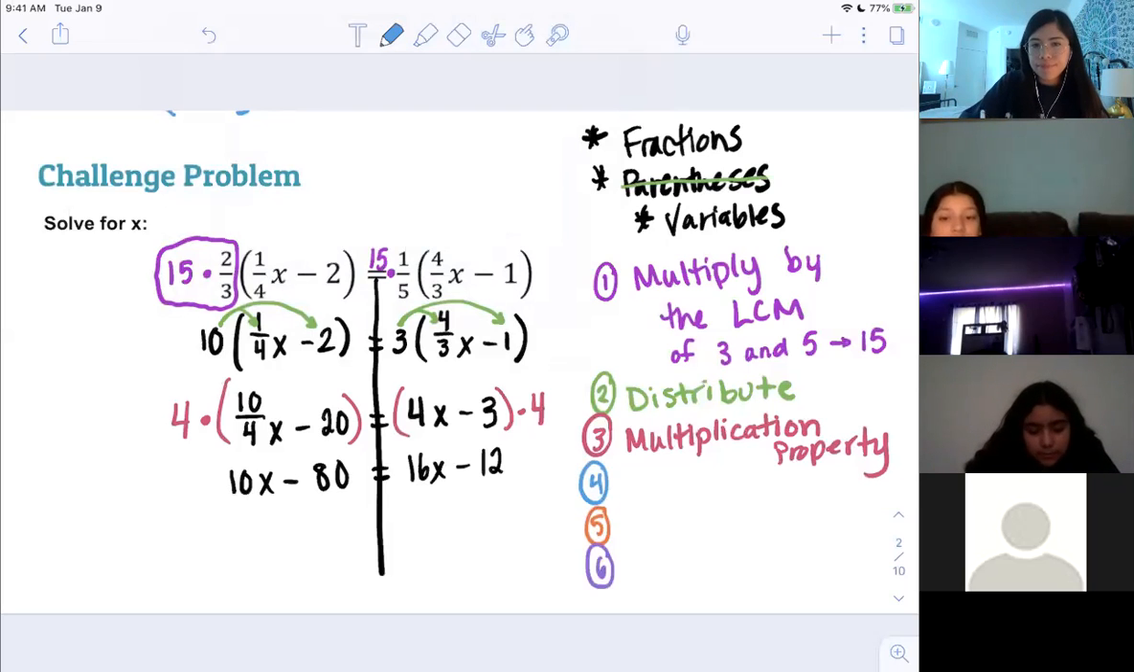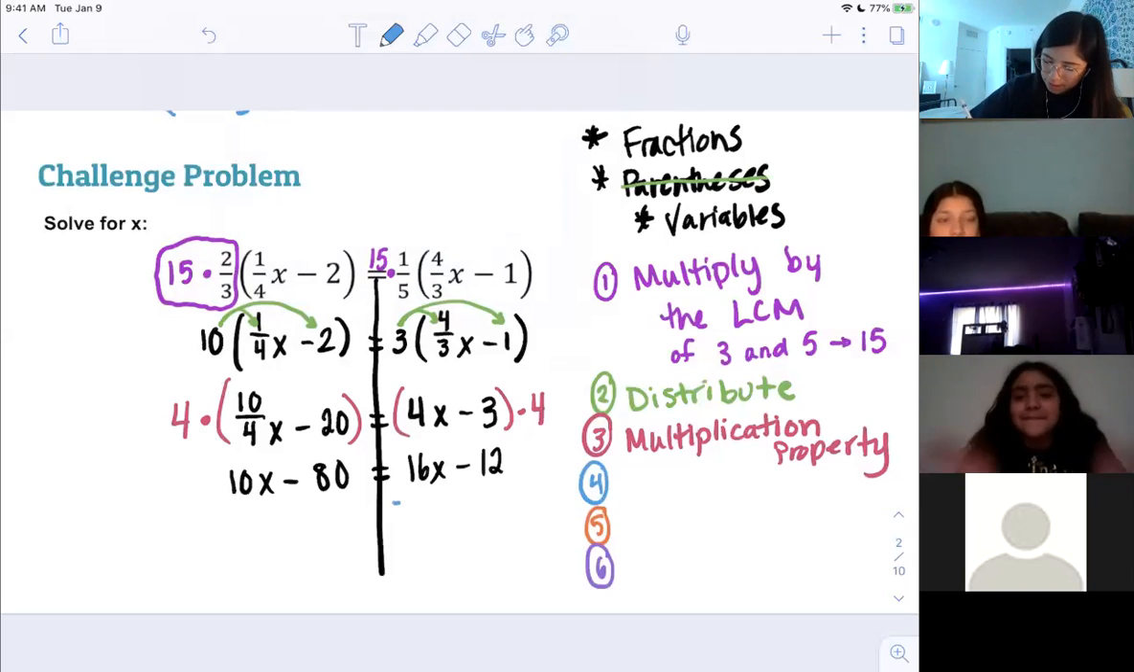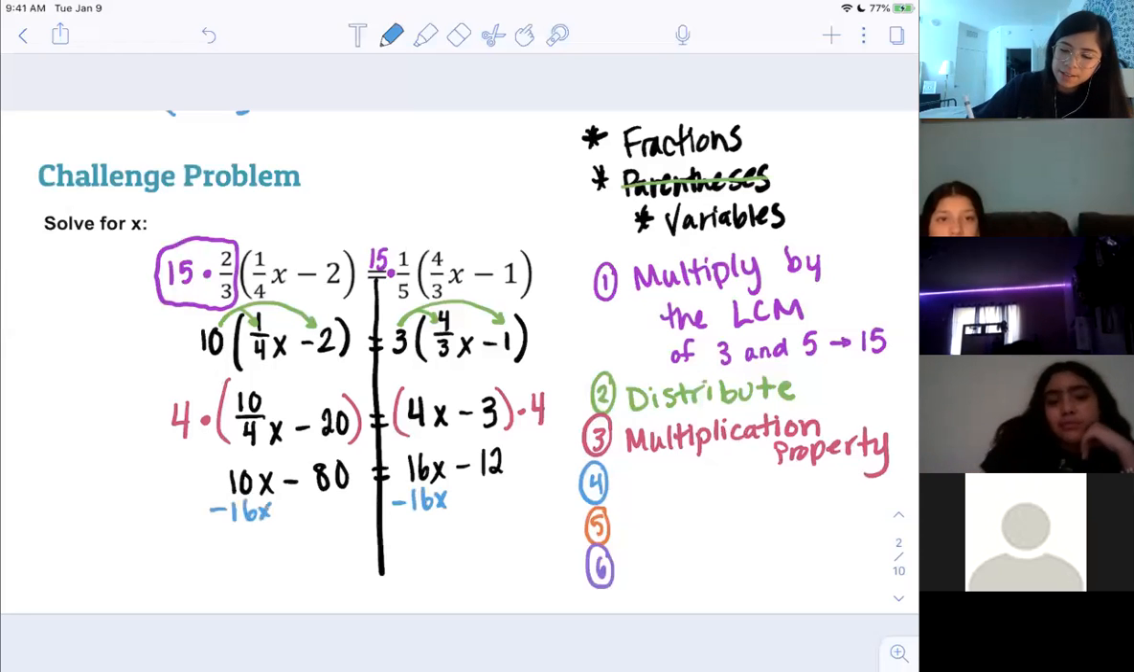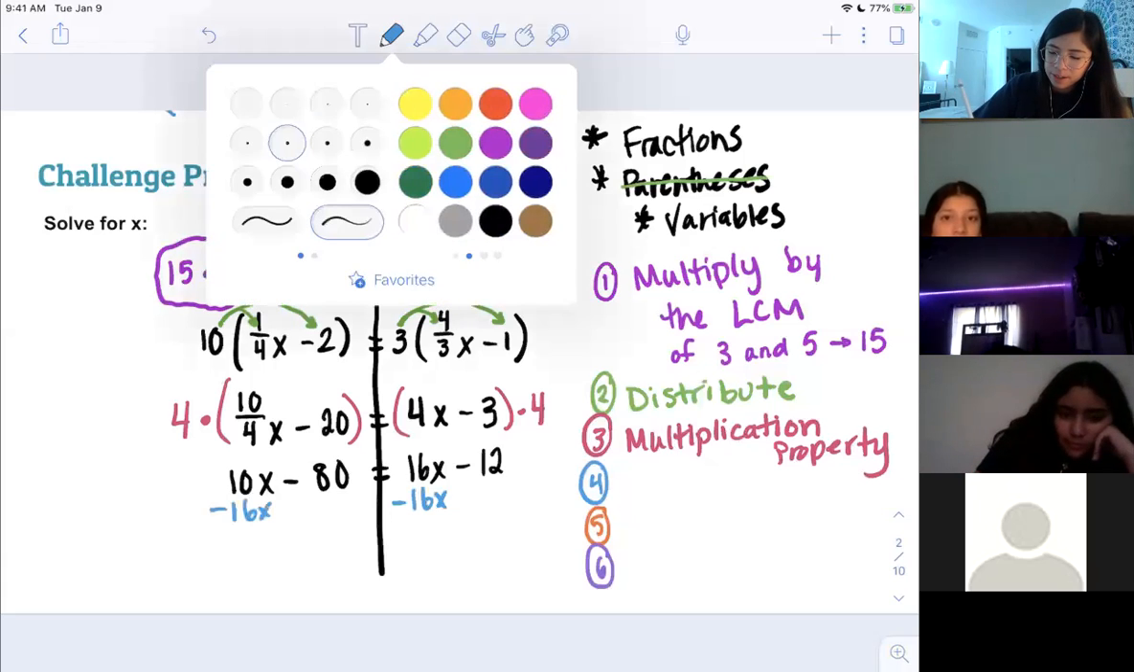The variable, which is the one on the other side. The 16 has to move to the left. How do I get it to the left? Subtract 16? Good. And I'm putting the 16x under the 10x because they have to line up, they have to match.